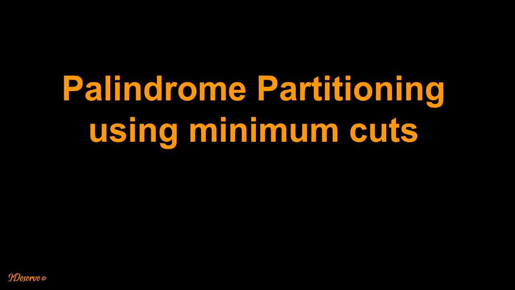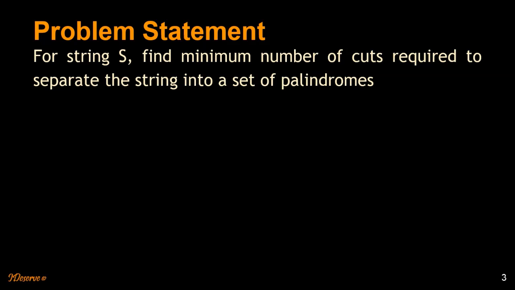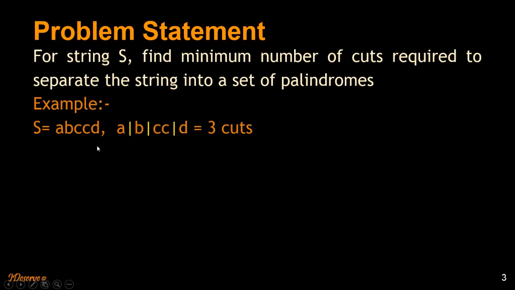Today I'm going to talk about palindrome partitioning using minimum number of cuts. For string S, we need to find out the minimum number of cuts required to separate the string into a set of palindromes. For example, this string ABCCD can be split up into 4 parts which are palindromes using 3 cuts, and banana can be split up into 2 parts which are palindromes using 1 cut.